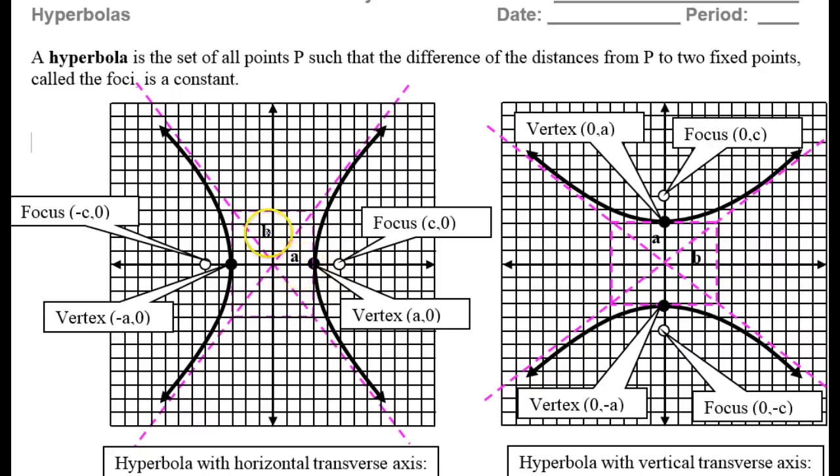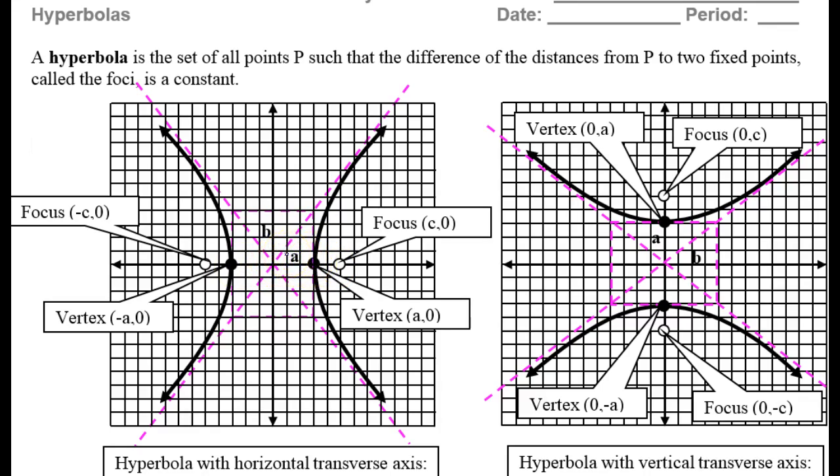The A value and the B value, we will talk about them more later. But they form this rectangle, and the diagonals of the rectangle show us where the asymptotes are, and the branches approach the asymptotes on both ends. Similar to parabolas, the branches of a hyperbola have a vertex. Each one has a vertex. And so the A value is the distance from the center to a vertex.